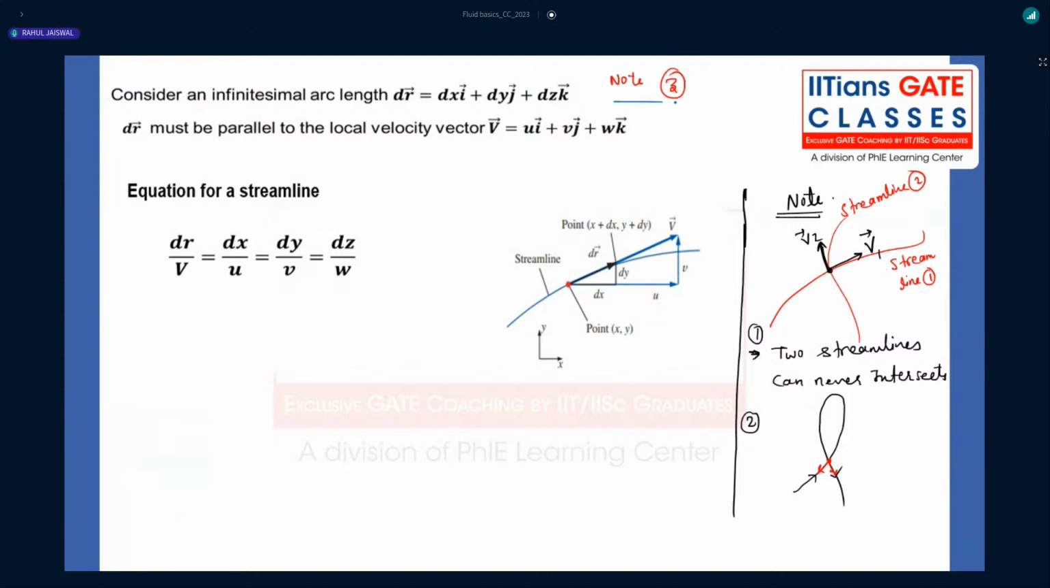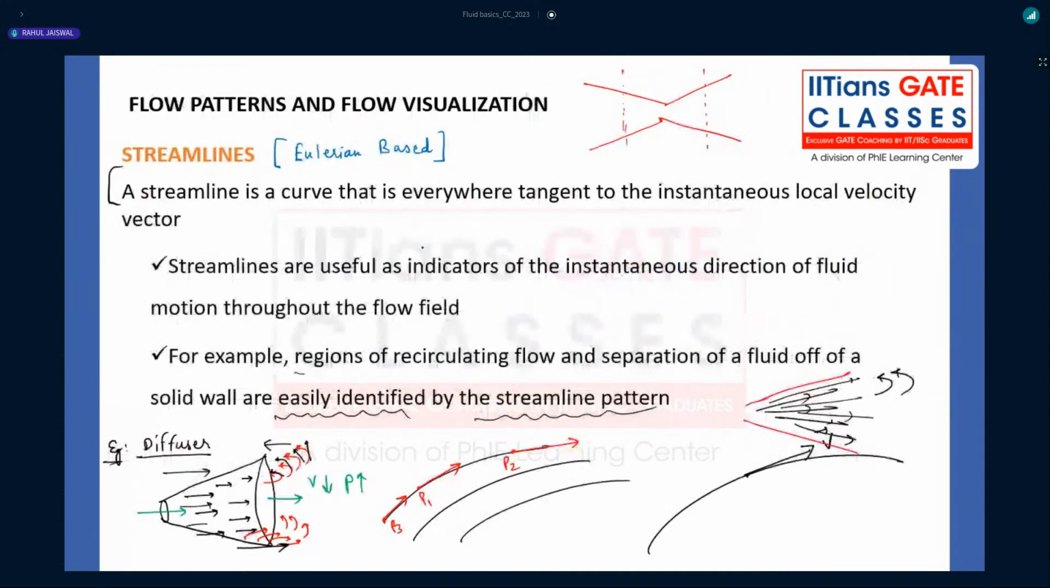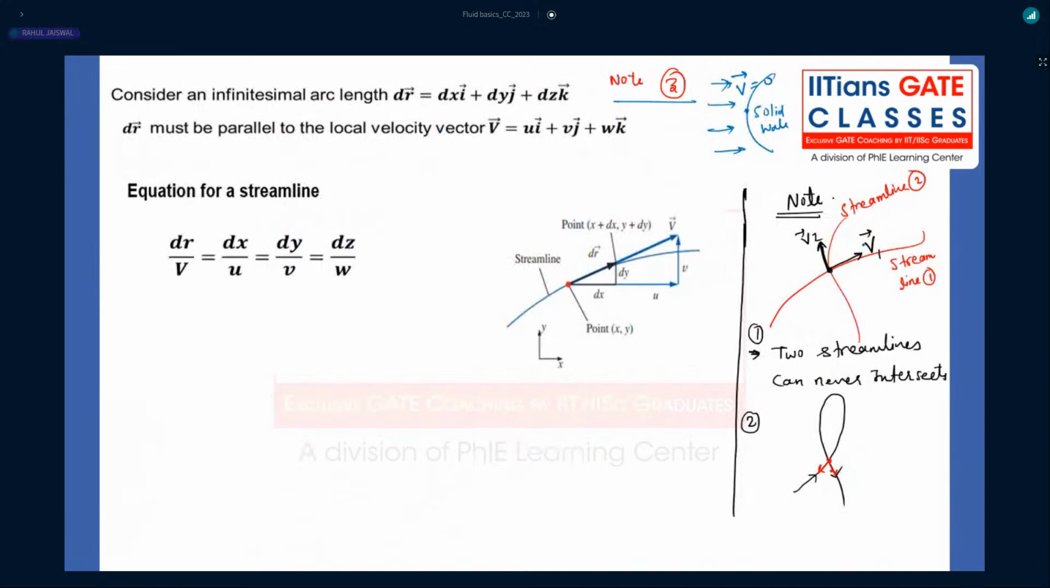Understand what I'm saying. Note 3. At the stagnation point, suppose you have the flow field, one solid wall is there, and the flow is happening around this wall. Suddenly what you're observing is that it is striking. At the striking point, the velocity components will be 0 in x, y, and z. At the stagnation point the net velocity is 0, and remember one more thing: when you draw the tangent to a streamline, it will give the instantaneous local velocity vector. That means it will give the direction of net velocity, right?